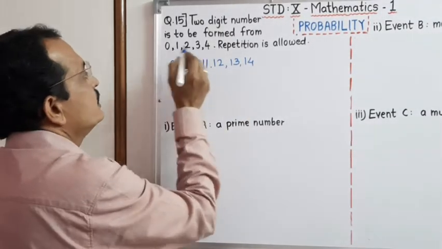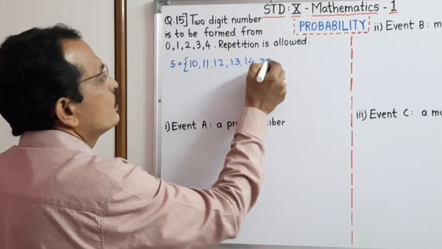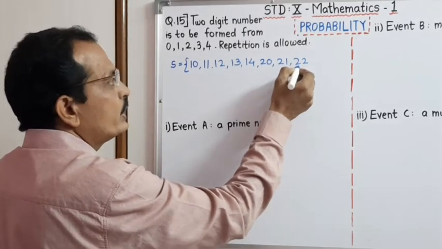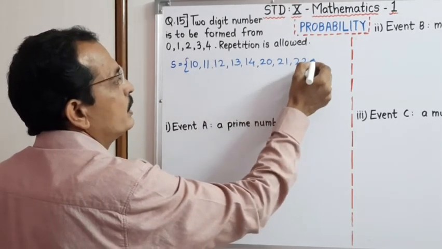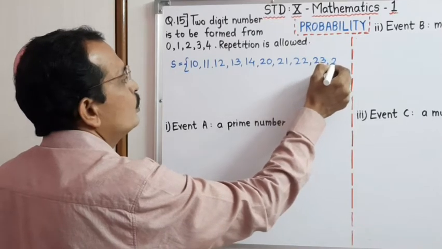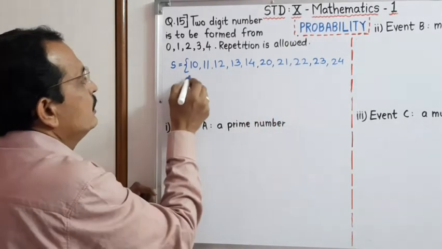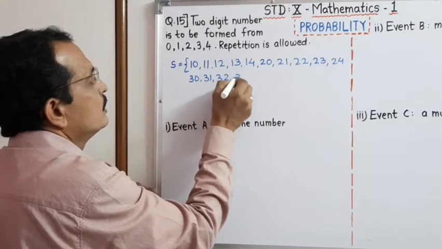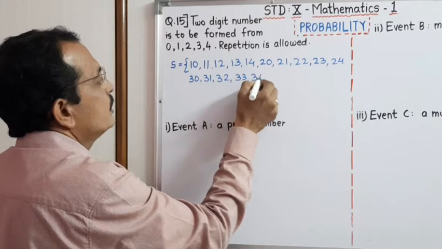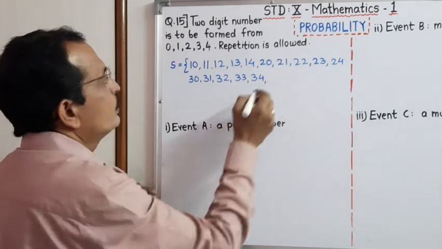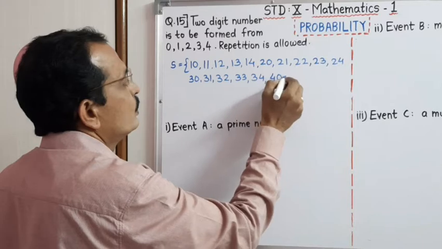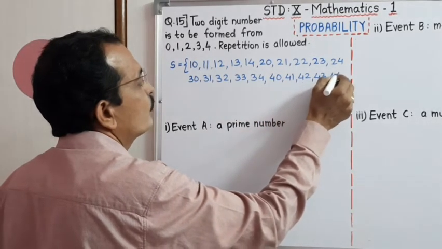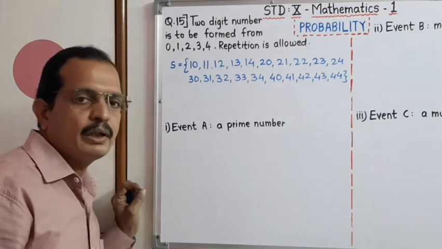After that, 2 with 0, 2 with 1, 2 with 2. We can write 22 because repetition is allowed. Then 2 with 3 and 2 with 4. Then 30, 31, 32, 33 and 34. Now, dear student, we have to write 40, 41, 42, 43 and 44. Here we completed the sample space.